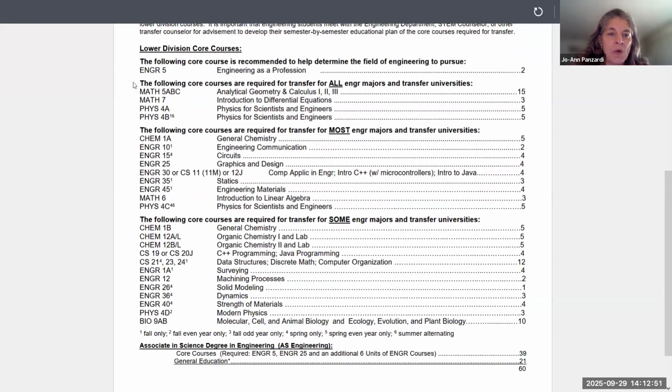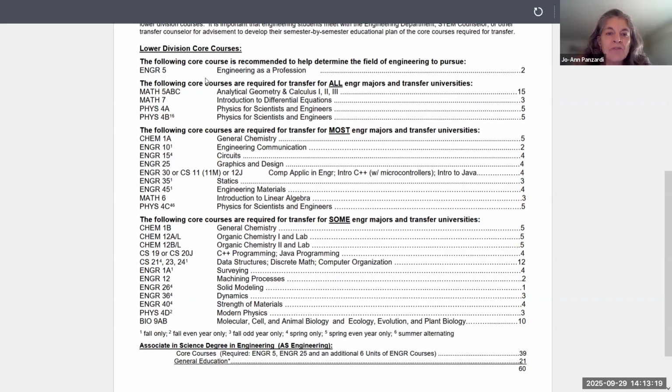And you notice there's 1, 2, 3, 4 different sections here. The first section says, the following core courses is recommended to help determine the field of engineering you want to pursue. And you're in Engineering 5 right now. And if I'm speaking to students who aren't in Engineering 5, you really want to take it. It's a hands-on class. You do a lot of design projects. You learn about all the fields of engineering to decide whether you want to be an engineer or not and what kind of engineer you're interested in.